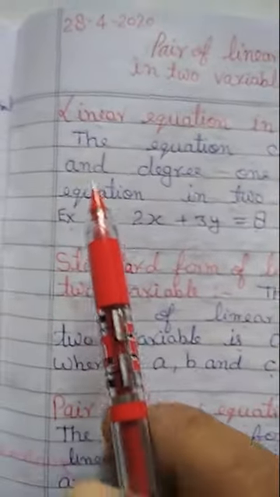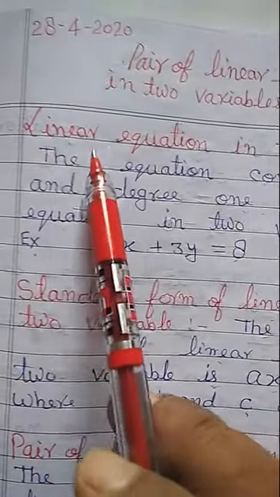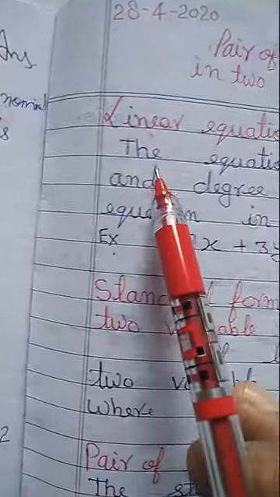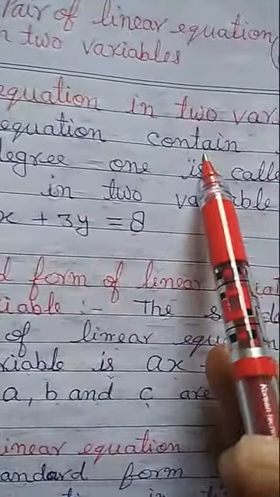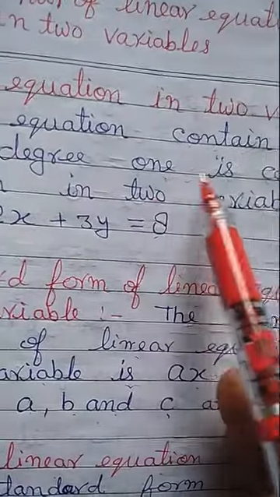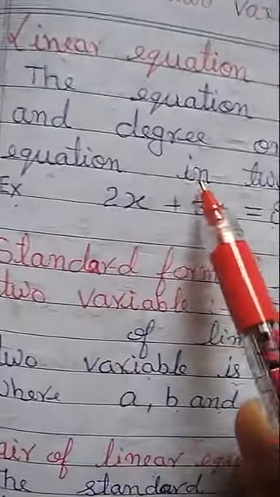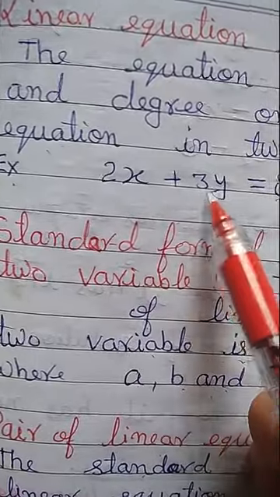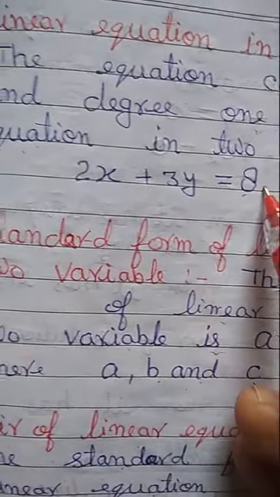Then I will discuss linear equations in two variables one by one. An equation that contains two variables and has degree 1 is called a linear equation in two variables. For example, 2x plus 3y equal to 8.